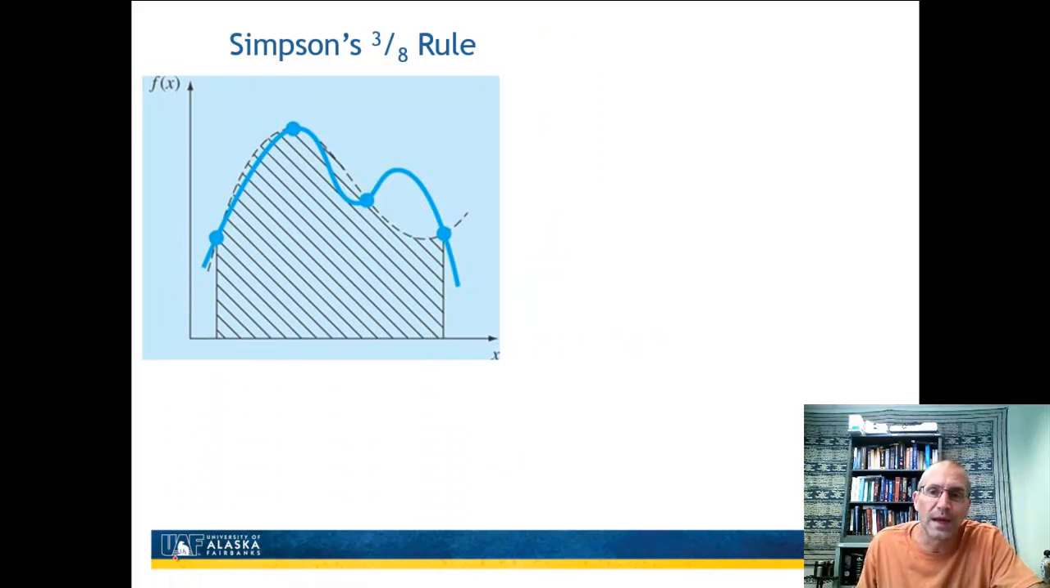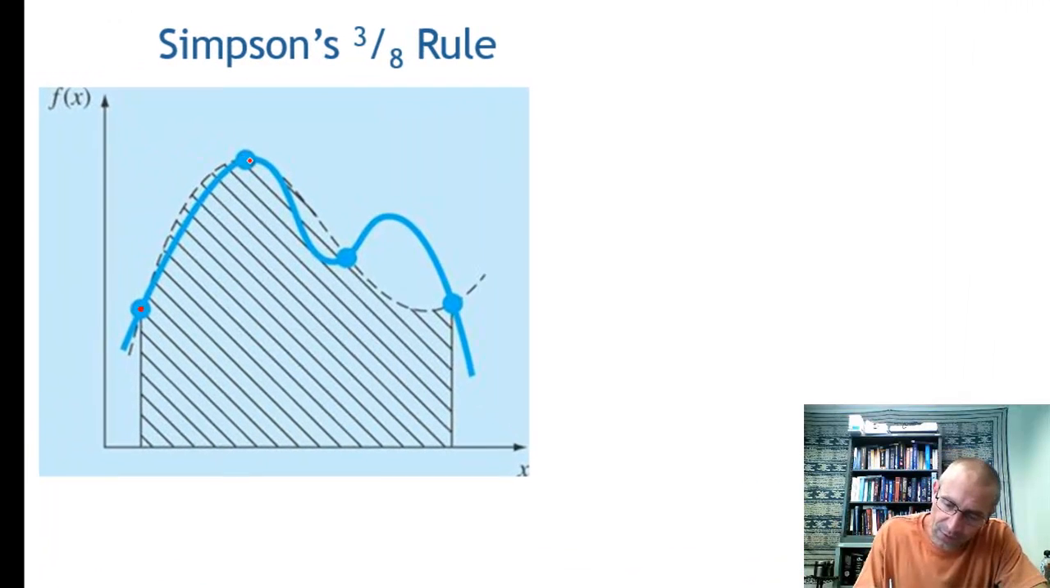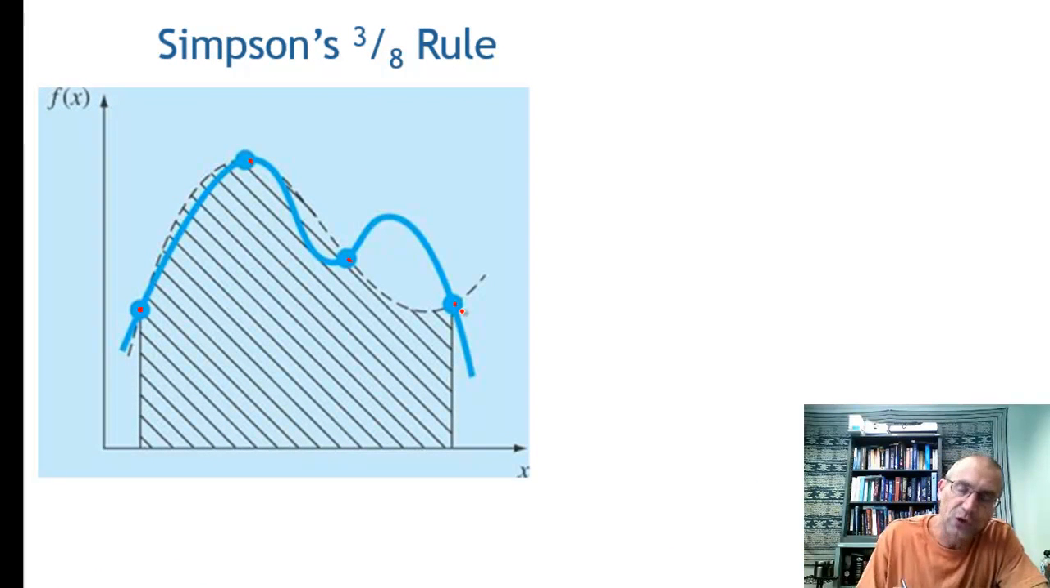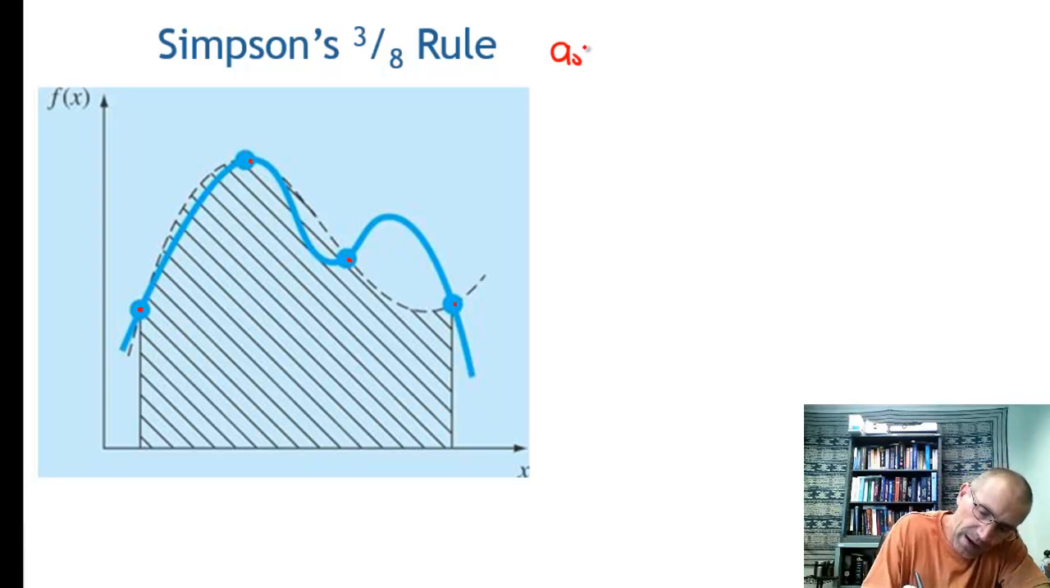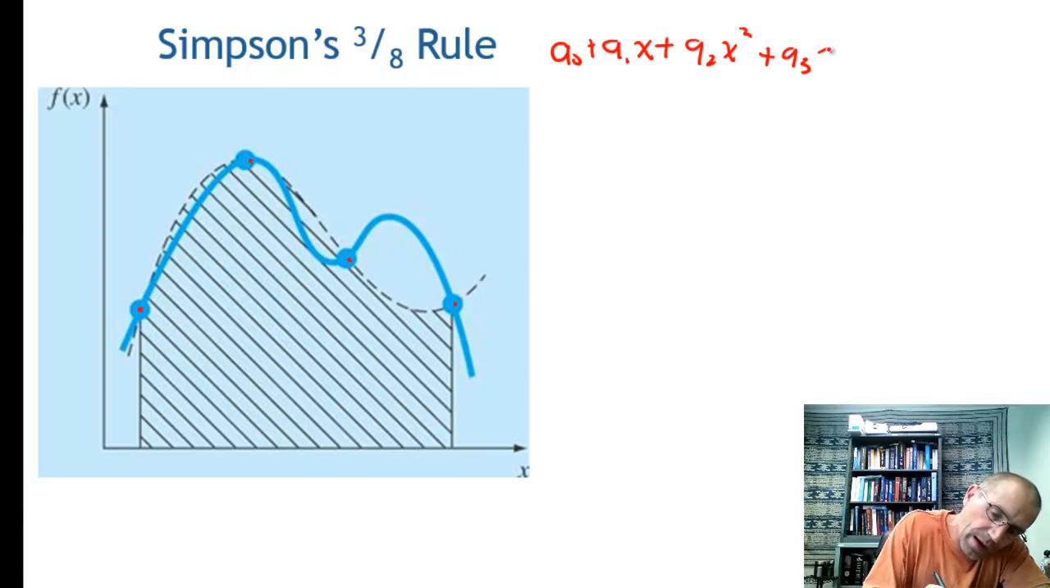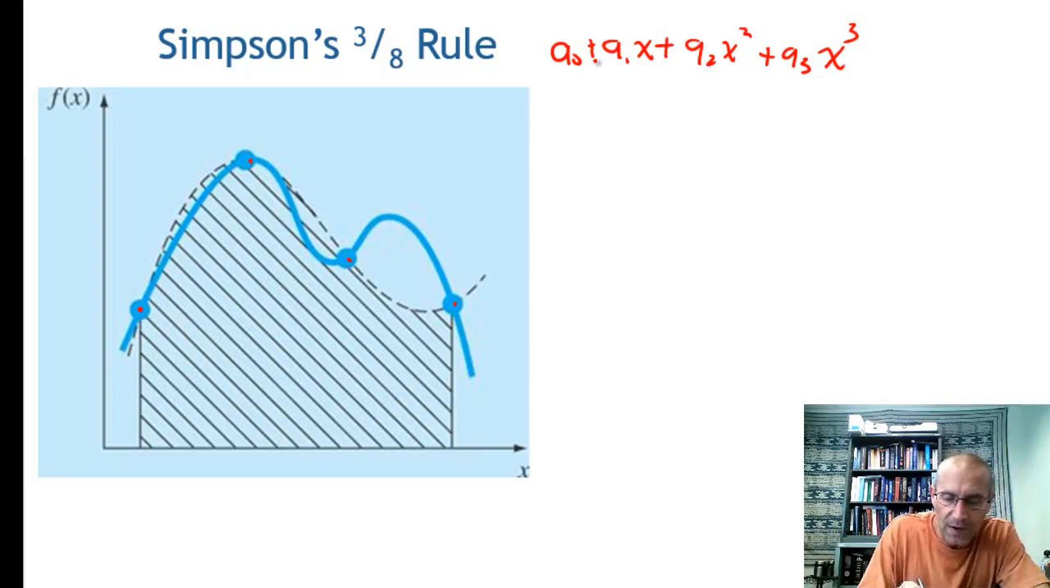All right, the last one I want to look at is Simpson's 3/8 rule, and you can probably get a pretty good idea what's going to happen here. Now what I'm going to do is take 4 points and fit a cubic polynomial to it. So this is going to be a0 plus a1x plus a2x squared plus a3x cubed. And we recognize that we need 4 points because we have these 4 constants, a0 through a3. And with that, I can fit my 3rd order Lagrange polynomial through those 4 points.